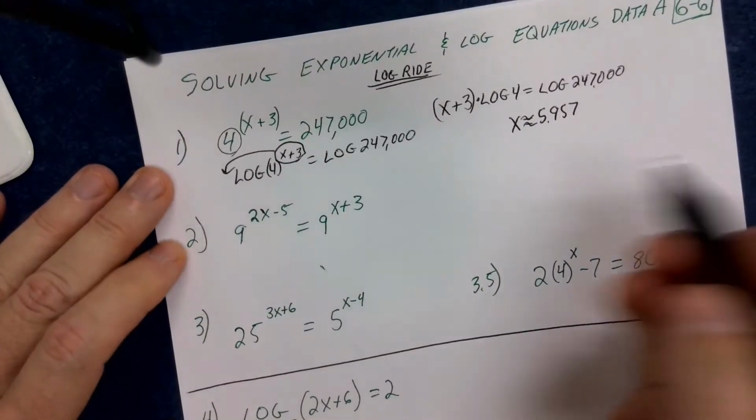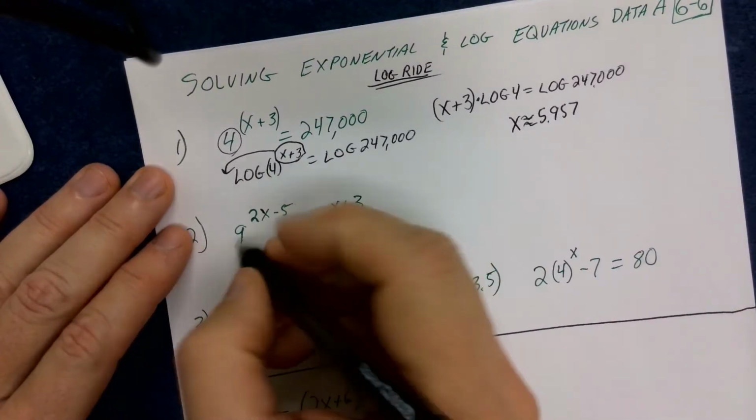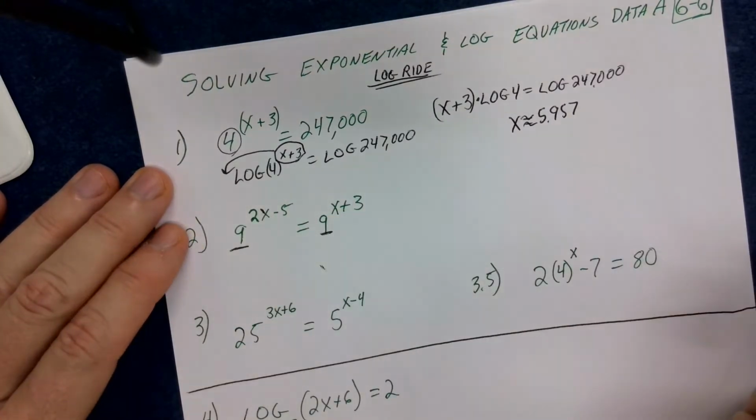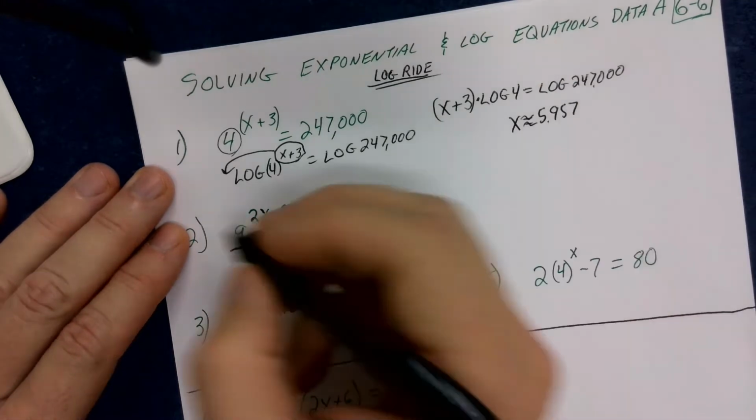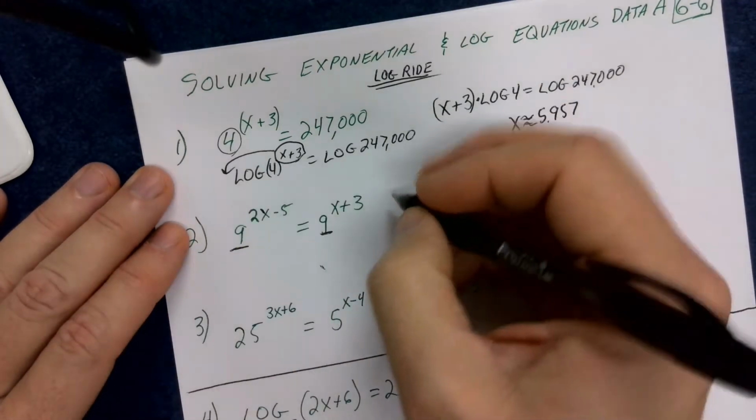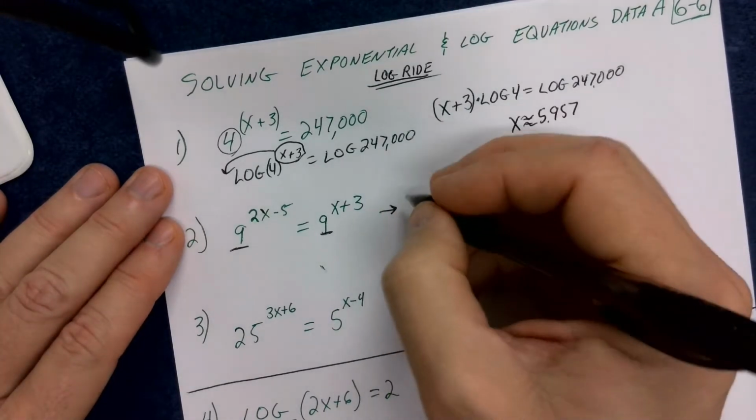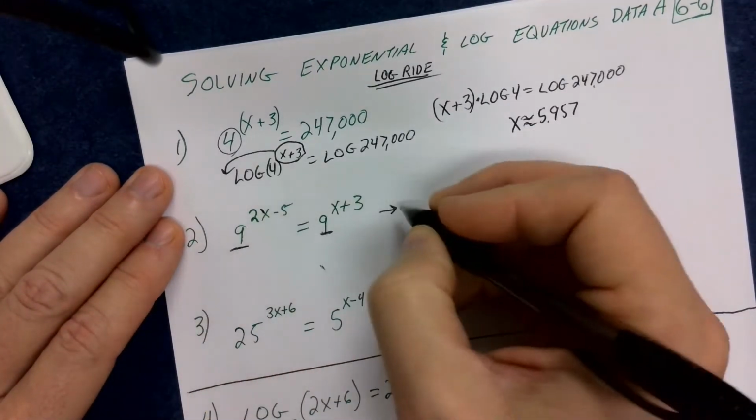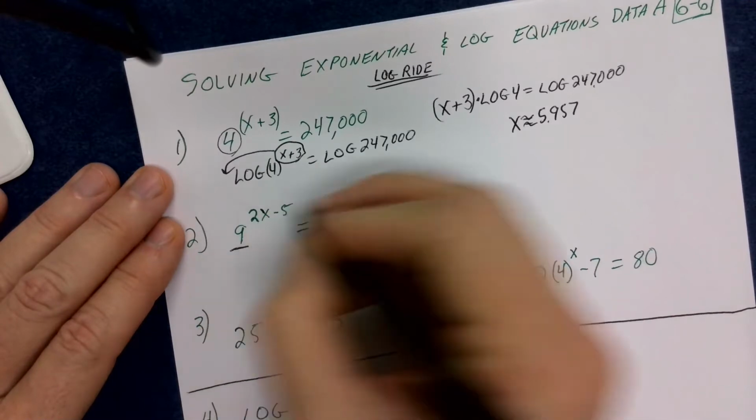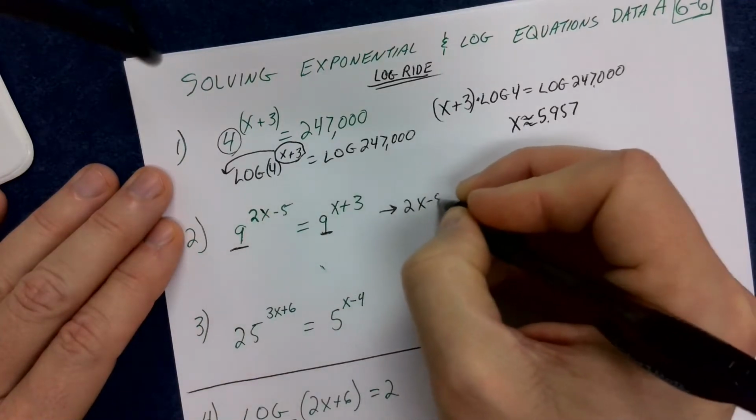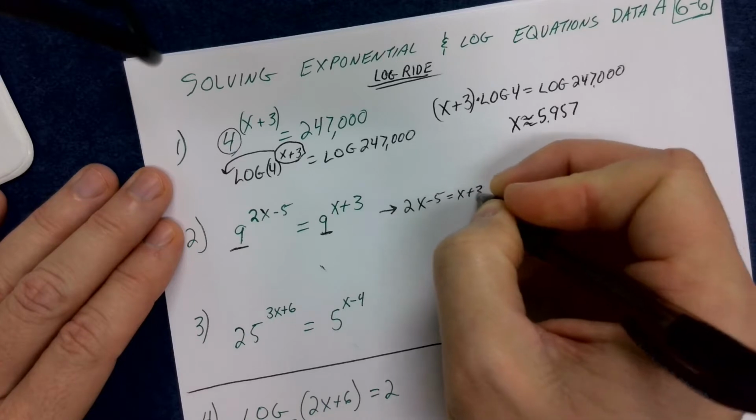Okay. So here we go, the next one. So this is a little bit different. This one, I've got a base of 9 here, and I've got a base of 9 here. I'm like, oh, look at that. Well, if the bases are the same, then the exponents have to be the same. So I don't have to use a logarithm in this case. I can just do some converting. Again, since both bases are 9 and these are equal, then their exponents have to be equal. So I can simply write 2x minus 5 equals x plus 3.